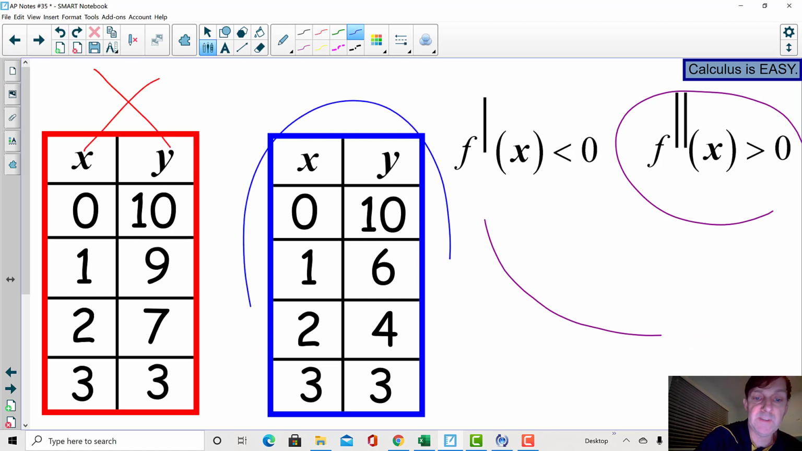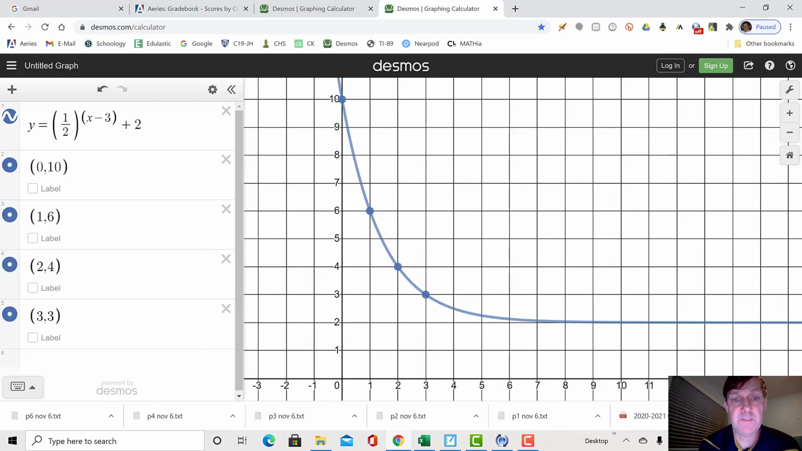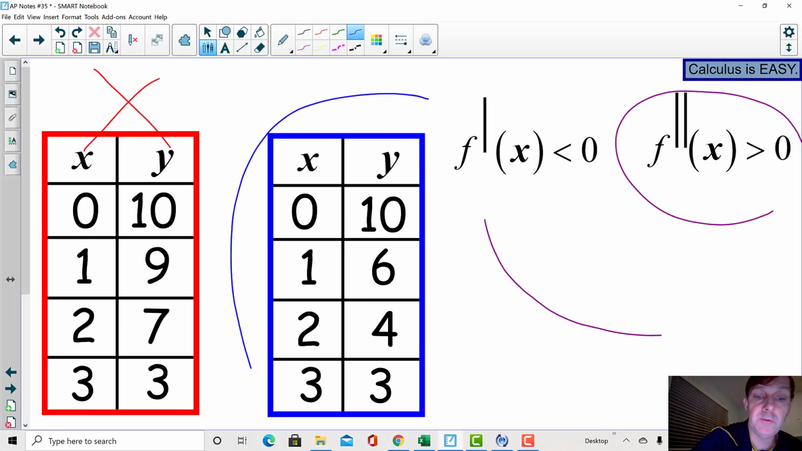So let's look at the blue example. Okay, for this example, you'll notice we decrease by 4, then we decrease by 2, and then we only decrease by 1. So we're decreasing, but we're decreasing by less every time. When you do that, you end up with decreasing concave up. And that's exactly what we're looking for. So our answer is going to be the blue table.